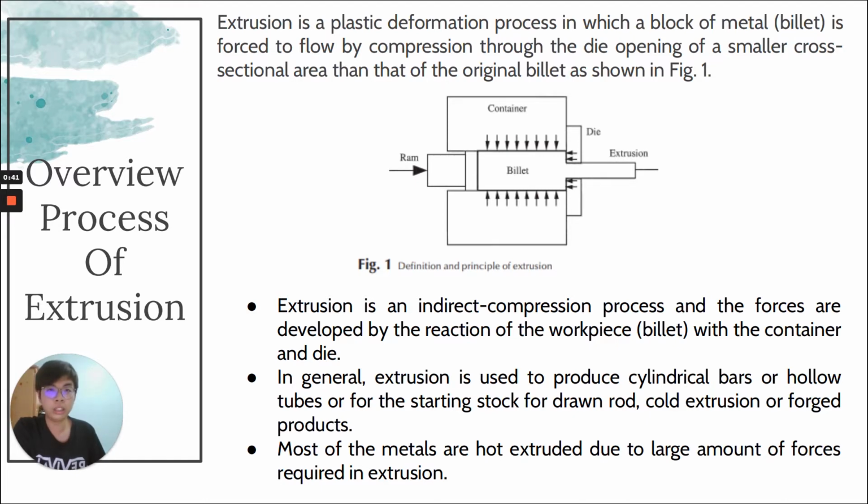Generally, extrusion is used to produce cylindrical bars or hollow tubes for the starting stock of drawn rod, cold extrusion or forged products. The extrusion process can be hot or cold depending on the type of the alloy, but most of the metals are preheated first to facilitate the plastic deformation.